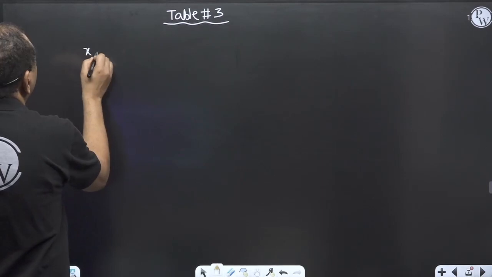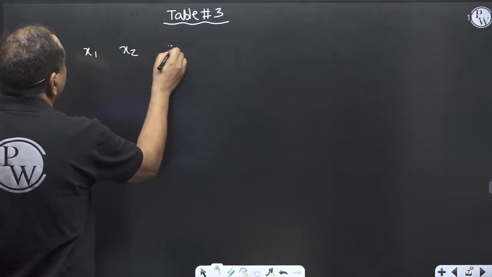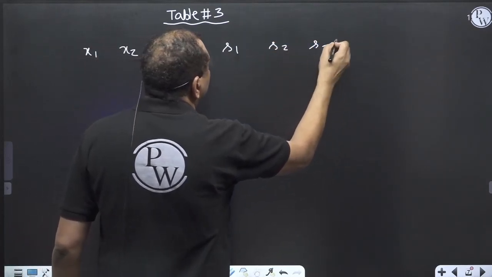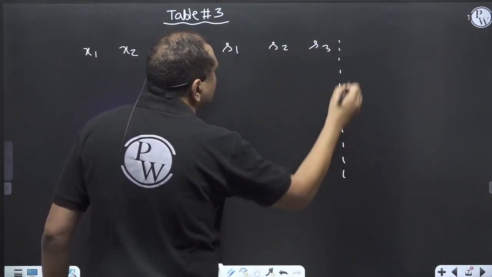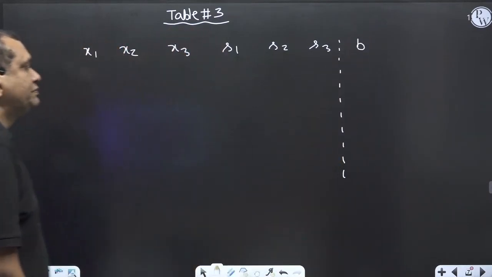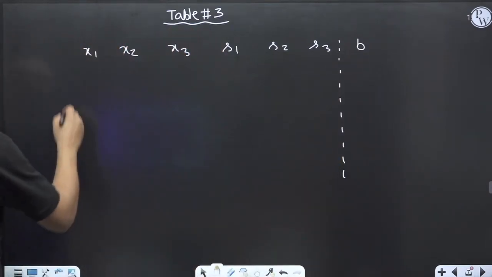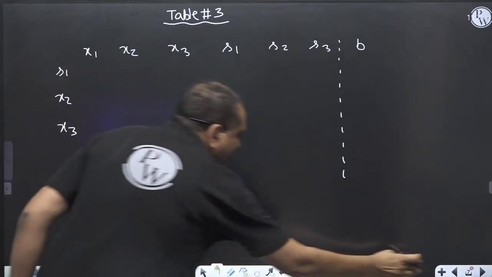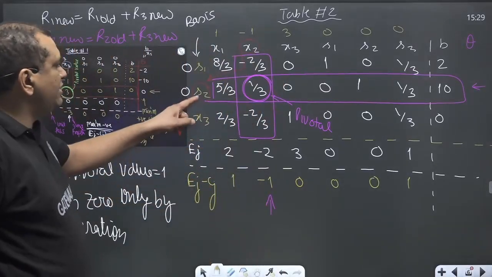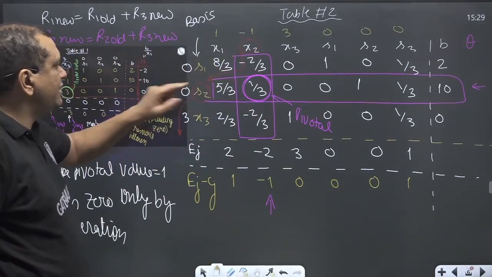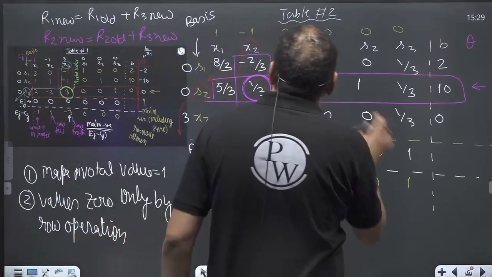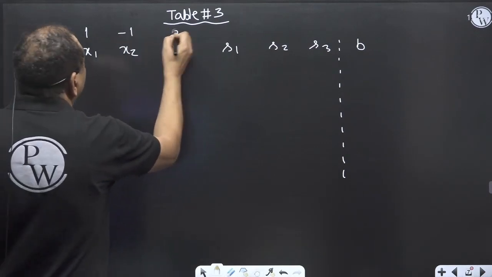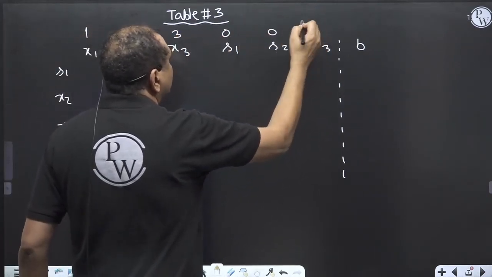So X1, X2, X3, S1, S2, and the B. S1, X2, X3, because X3 is already there. Now X2 leaves the basis, in place of that X2 comes. Okay, 1 minus 1 3, 0 0 0.